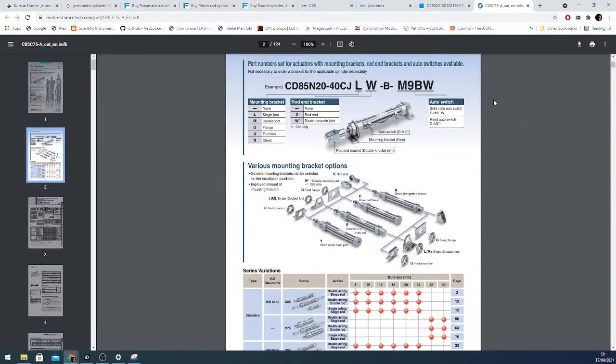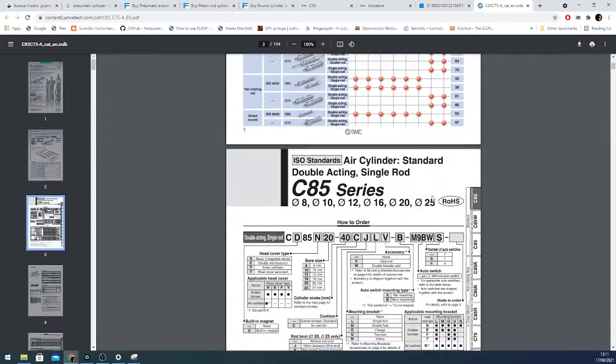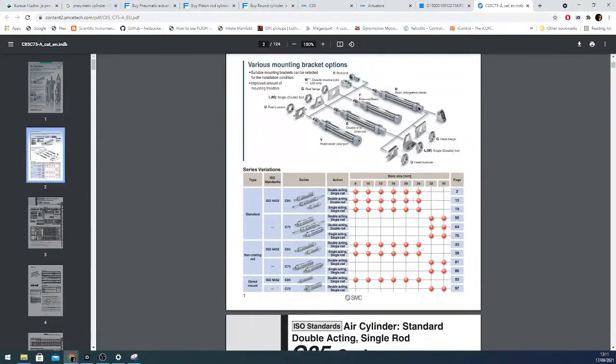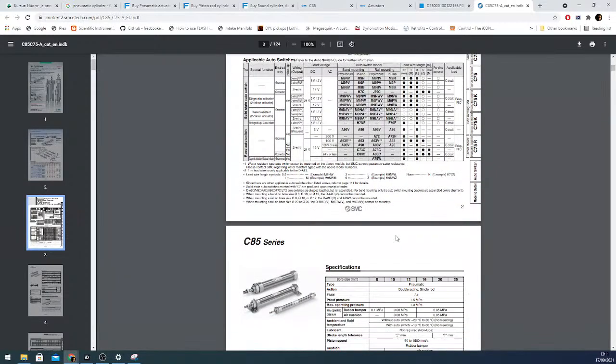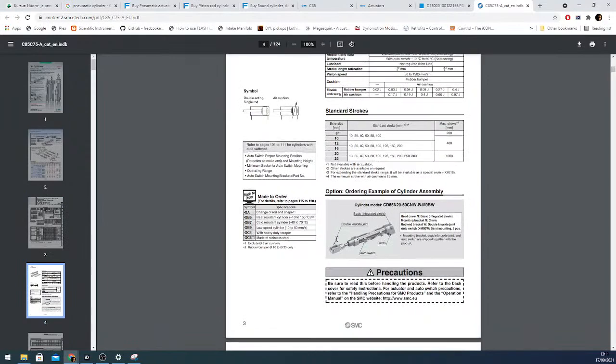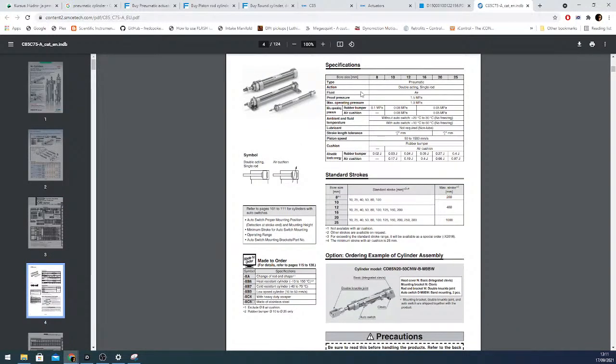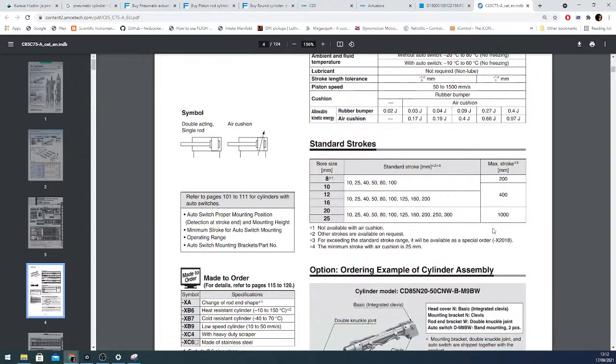The SMC catalog basically has the same options available. The style of the catalog is a little different, but the information we get about the cylinders is almost the same. It also describes the types, the pressures, bore sizes. Bore size is the diameter of the cylinder. Stroke lengths, here for example the maximum stroke length is 1000, that means a 1 meter cylinder length. That's a long cylinder.